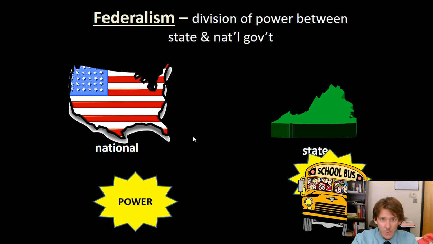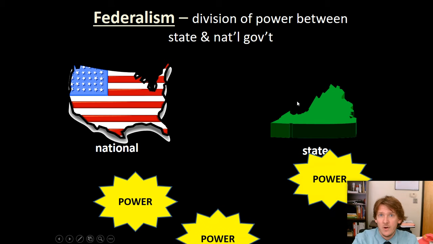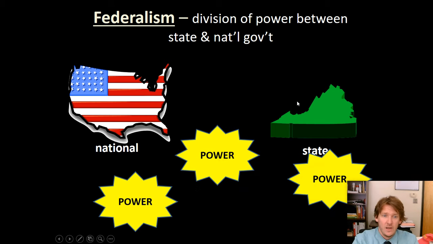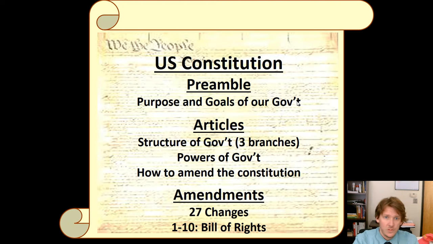They have concurrent powers, meaning there's some powers that they share. The national government can tax you. The state government can tax you. But they also have powers that are separate and not shared, like military and schools.